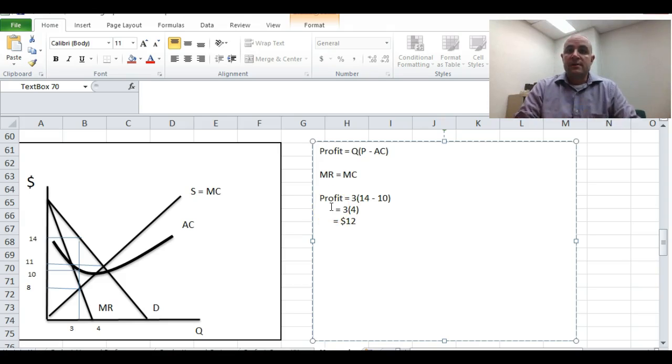Okay. Now, to be more specific with some of these, 3 is your profit maximizing output level. 14 is your profit maximizing price. 10 is the average cost at the profit maximizing level of output. And so with all that, $12 is the maximum possible profit that this firm can achieve.